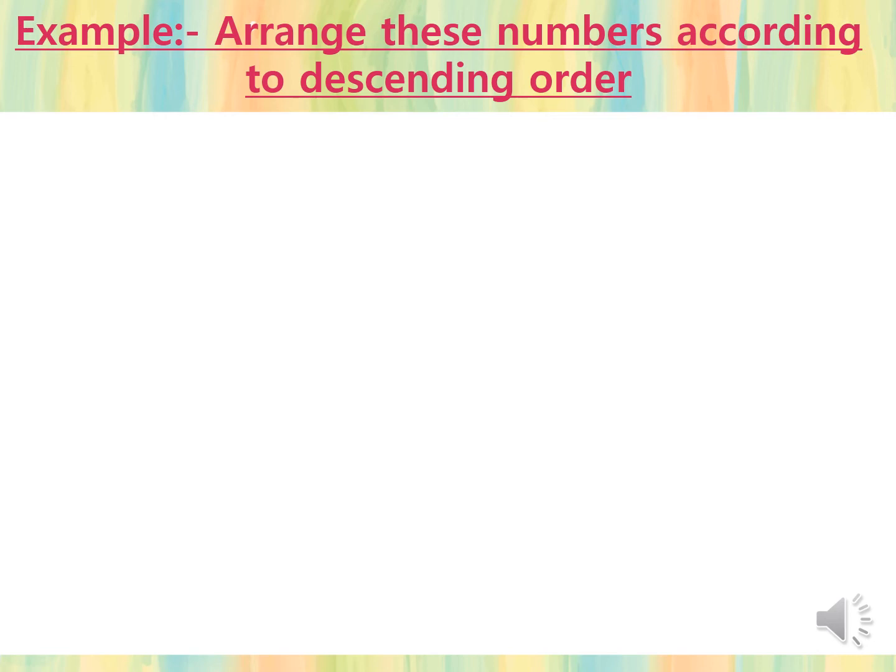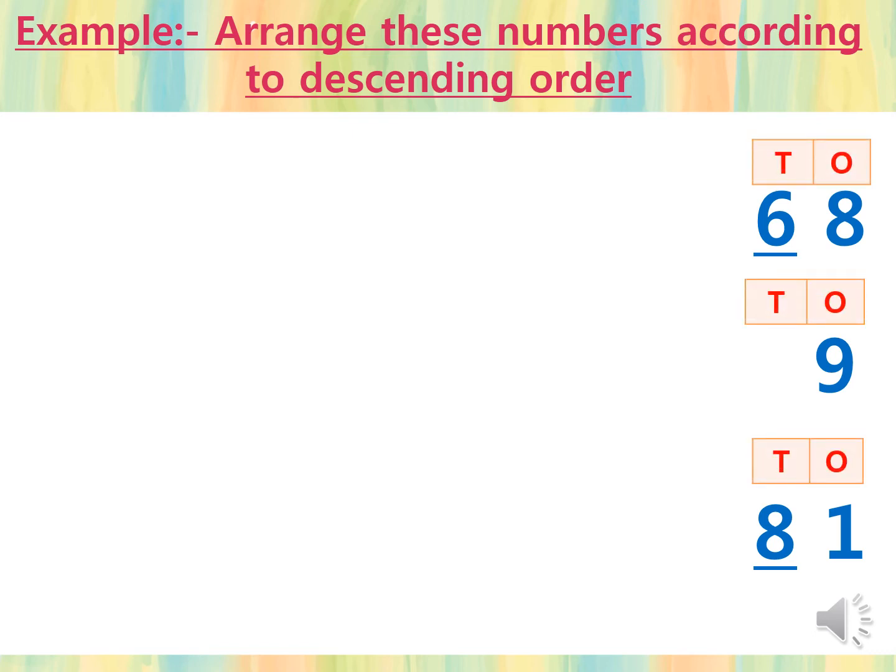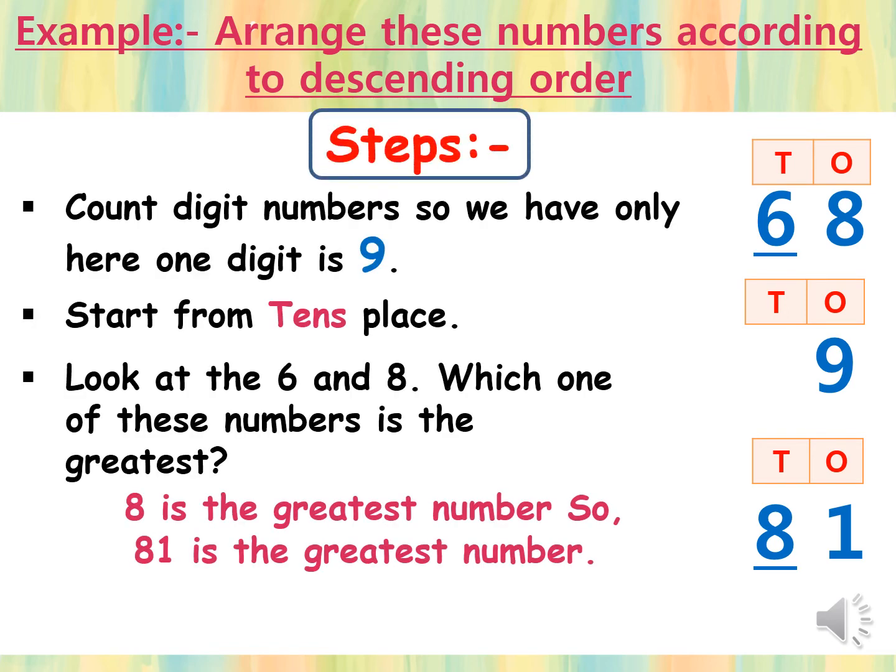Let's answer that example together. Arrange these numbers according to descending order. We said before, descending order means from greatest to the smallest. We have here these numbers: 68, 9, 81. So the first thing I do, I put the places, ones, tens. Here we have only ones, and here ones, tens. Then my steps here, number one, count digit numbers. We have here two digit numbers and here two digit numbers. Here we have only one digit number.